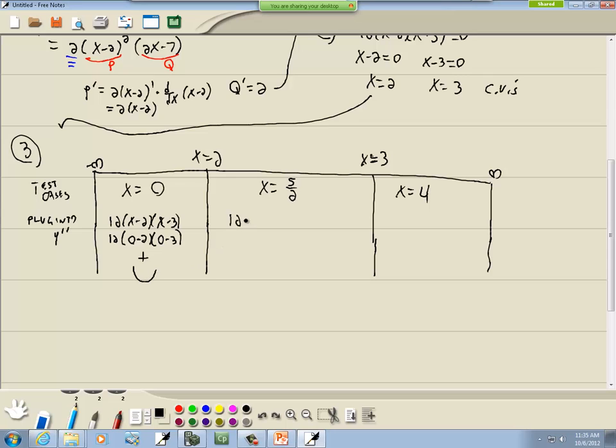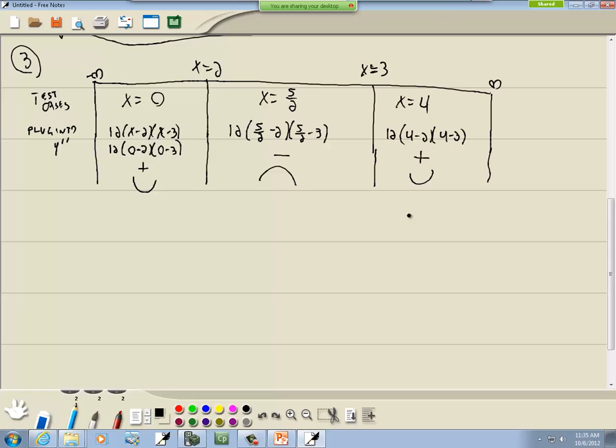5 halves. If I put 12, and then I got 5 halves minus 2, and 5 halves minus 3. Now remember, 5 halves is 2.5. Well, 2.5 minus 2 is positive. 2.5 minus 3 is negative. Positive times a negative is negative, so this is concave down. And if I plug 4 in, I got 4 minus 2, and then 4 minus 3. 4 minus 2 is positive, 4 minus 3 is positive, positive times positive is positive, so this is concave up.